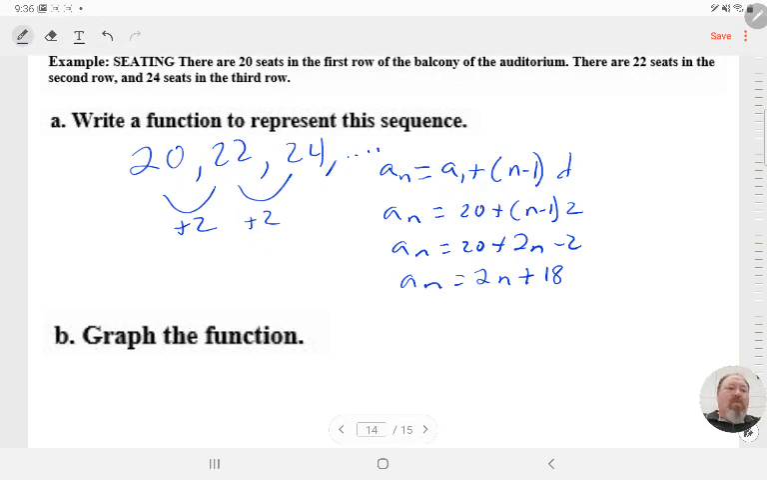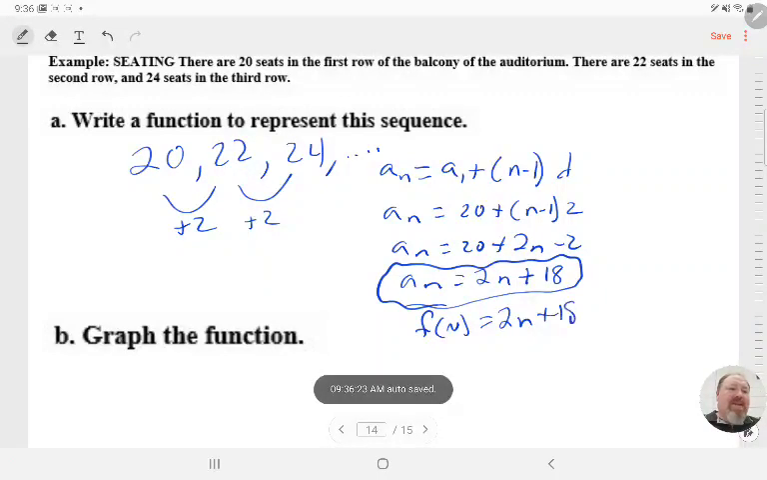My first term is 20, so I plug those into the formula. 20 plus 2 times n, and then negative 1 times 2 is negative 2. Combine my like terms, and it would be 18 plus 2n, or 2n plus 18. So my function could be f of n equals 2n plus 18.